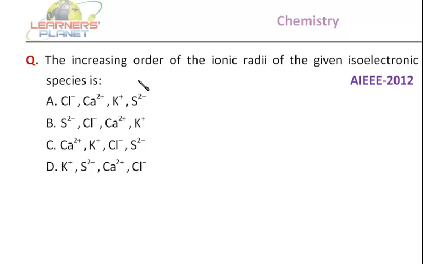The question is: the increasing order of ionic radii of the given isoelectronic species is. Now first of all, do you know what isoelectronic species are? The isoelectronic species are the ions where the number of electrons is the same. Right? They've got the same number of electrons. That is, the nuclear charge differs.